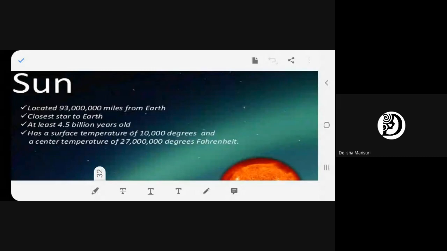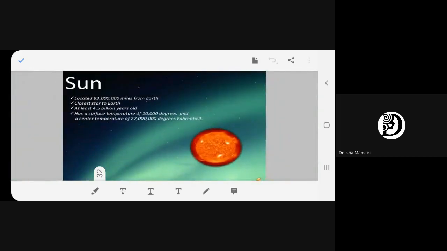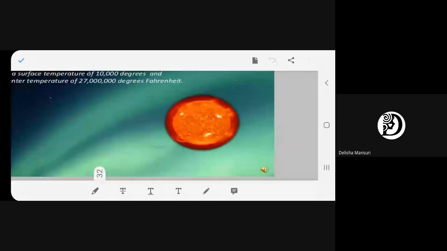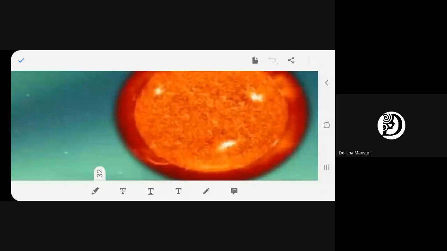Can you imagine the age? The surface temperature is 10,000 degrees. You can imagine, we burn when the water is 100 degrees. We burn, isn't it, Vika? And this is 100 degrees. I'm talking about 10,000 degrees. Can you imagine what the temperature is? And the temperature at the center is 27 into 10 raised to power 6 degrees Fahrenheit. Okay, this is the sun.